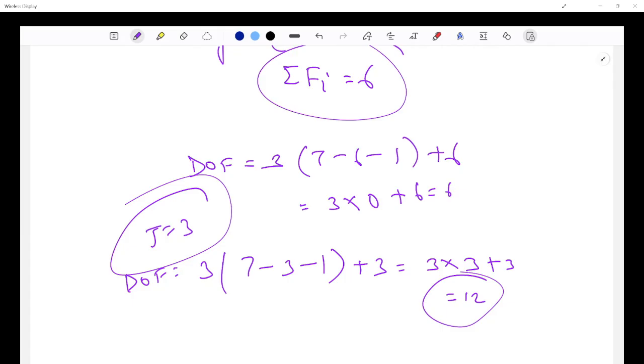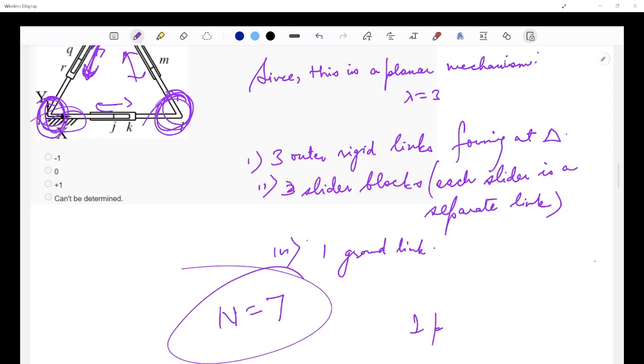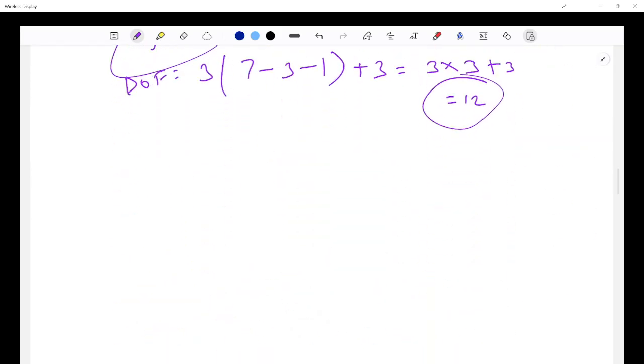I think the number of links is wrong. Okay, according to you the number of links is wrong. Yes, ma'am. Suppose the links are fewer, then for this mechanism the degree of freedom is less than 1, less than zero. So I think our structure's degree of freedom, ma'am, is less than zero. Okay, so we'll arrive at the result. 0 is the correct answer and we'll arrive at it.